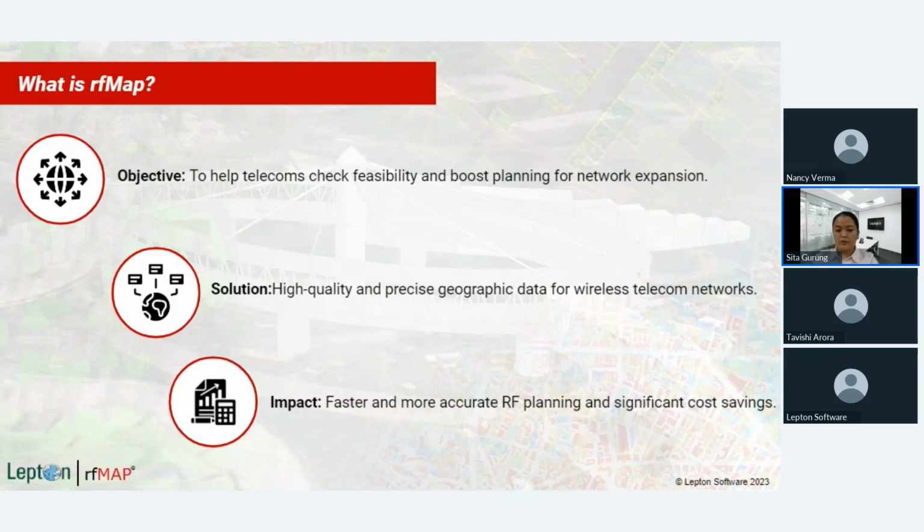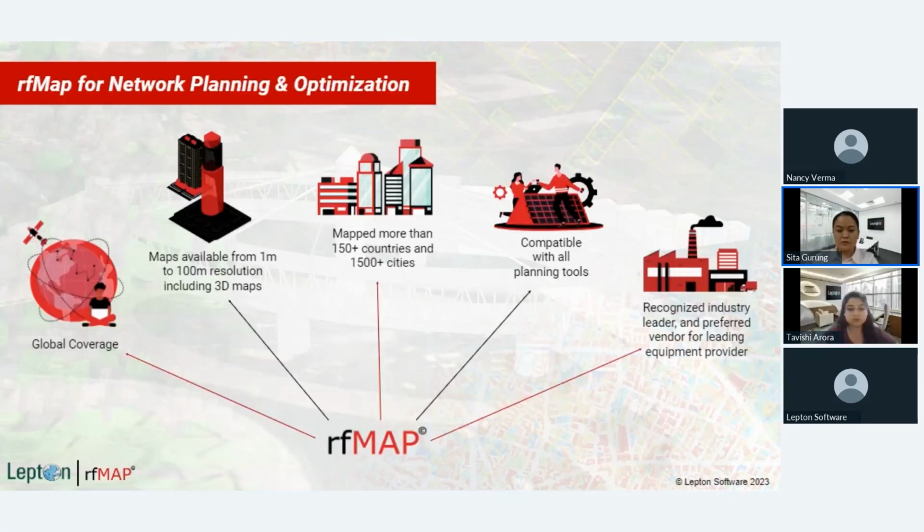Now, I would like to talk about a few USPs of rfMap. First of all, global coverage. We have been in this business for the past 2 decades, and we have been generating and collecting this information across the world. We have captured almost all countries and have readily available data sets in our archive. That's why we say global coverage.